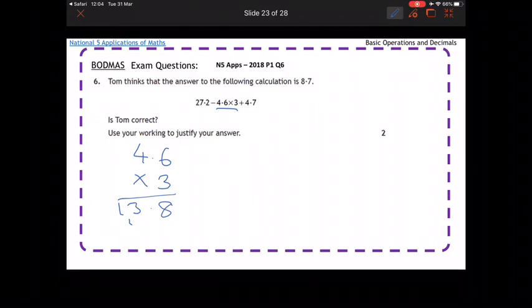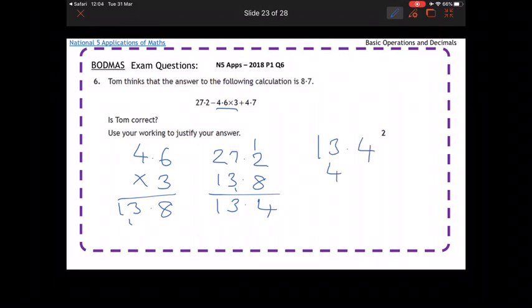So what I've then got to do is go from left to right, doing addition and subtraction, because you do them together. So you always go from left to right. So start by doing 27.2 take away 13.8, and then you go on and do the addition after that. So 27.2 minus 13.8 gives me 13.4, and then what I can do is take 13.4 and add on 4.7.